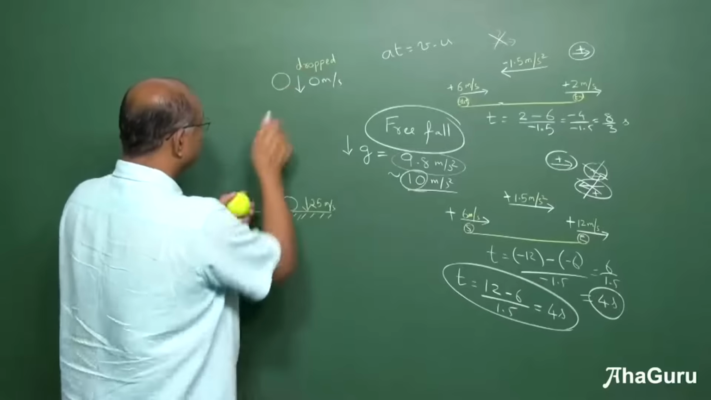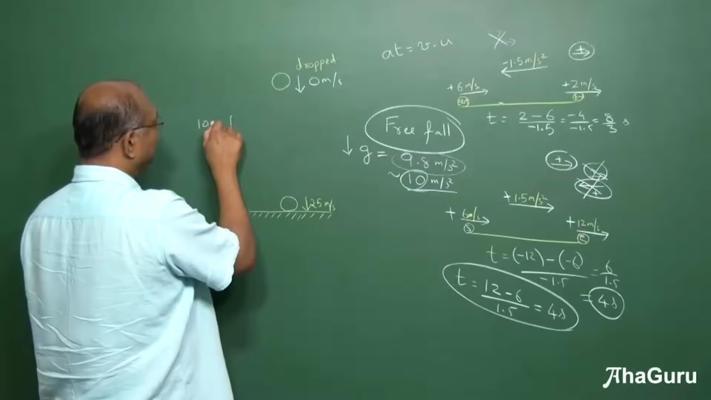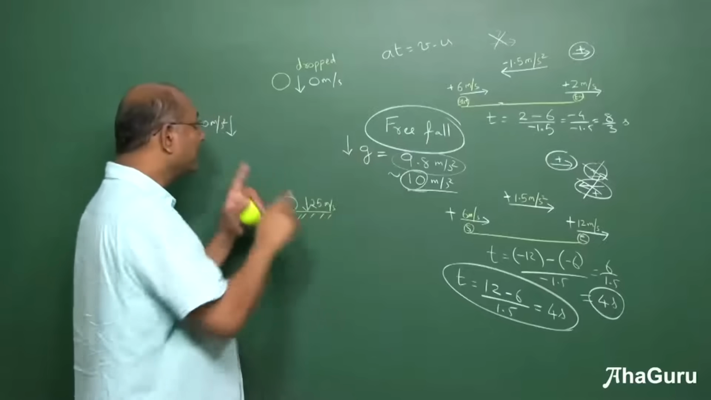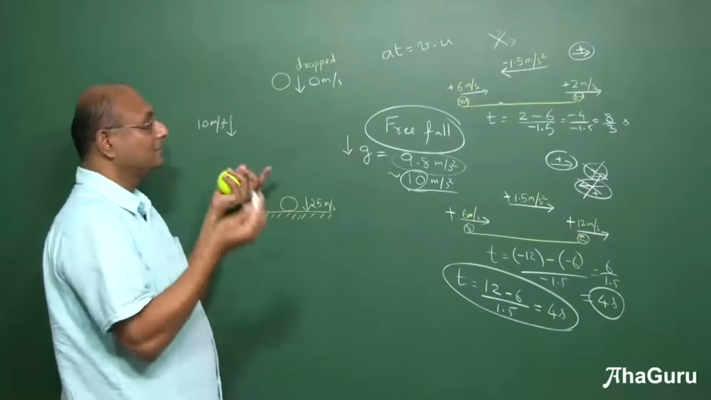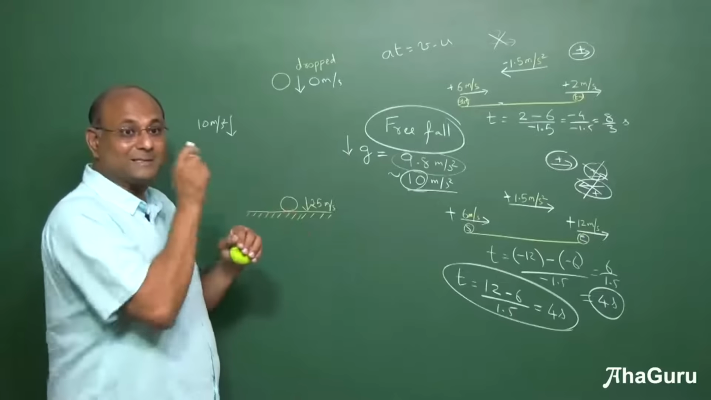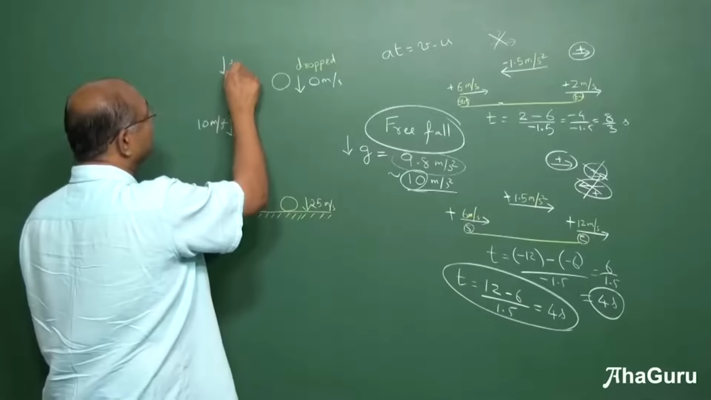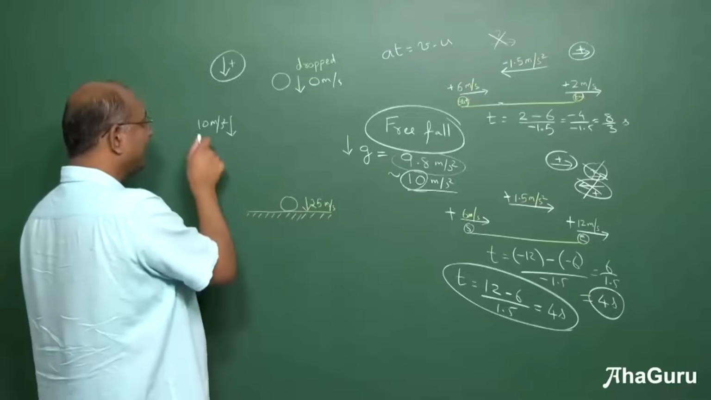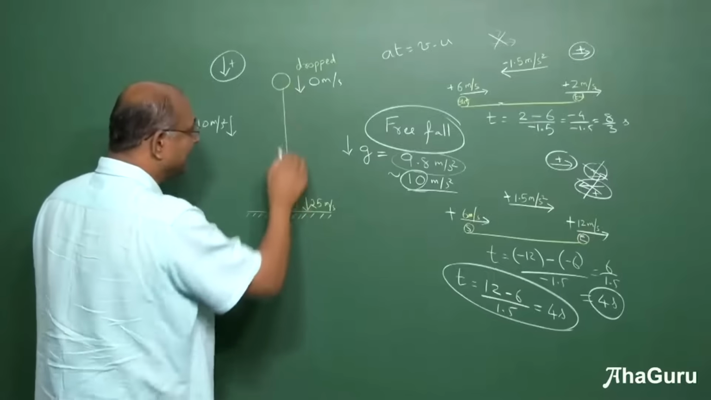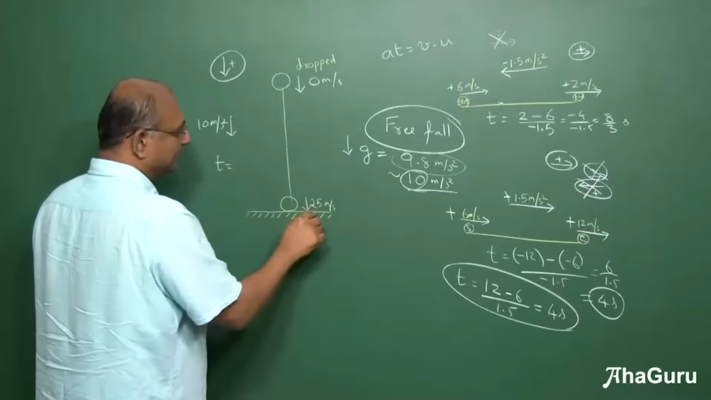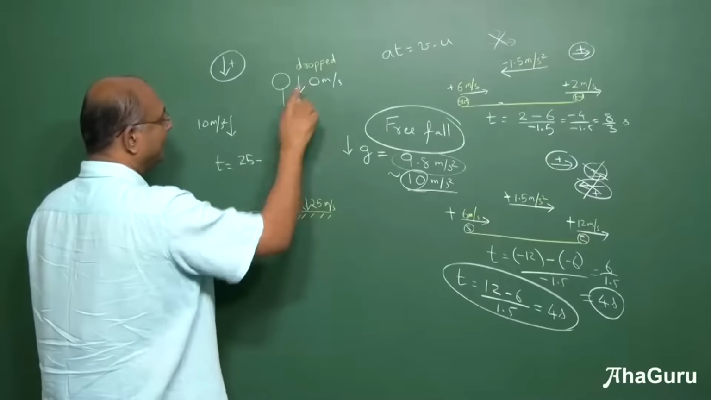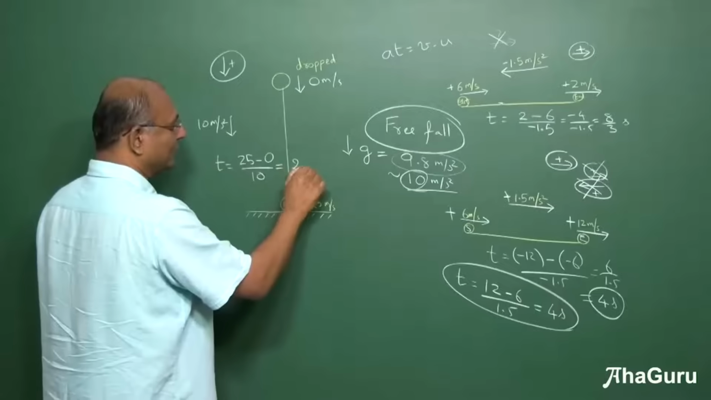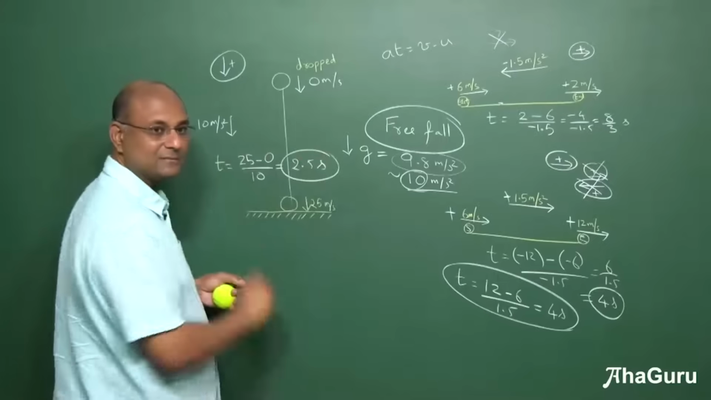I drop it. So what is this guy's acceleration? 10 meters per second square downwards. G is always a positive number. But is the acceleration plus or minus? Depends on your choice of plus. I'm going to choose down as plus. So this will also be plus. This is of course 0, doesn't matter. This will be plus. How much time does it take? T is final velocity minus initial velocity by acceleration. So the answer is 2.5 seconds.